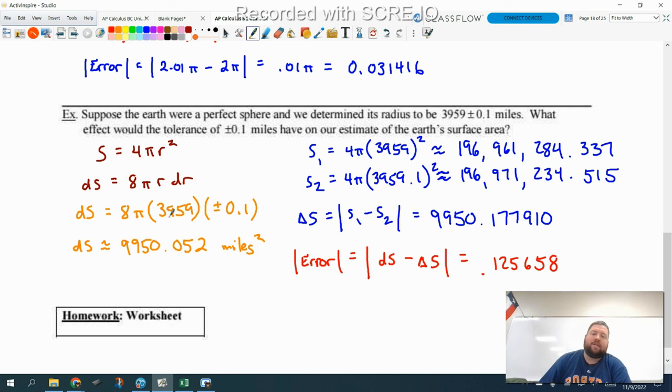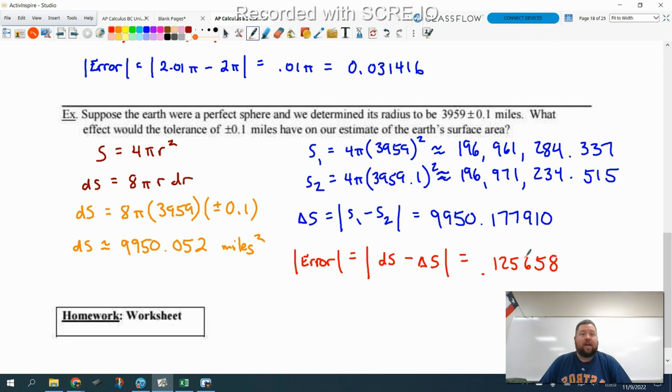And this one was so much easier to find. We still had to use our calculator, but for the true change we had to plug this in and get that huge number, and this in and get that huge number, subtract those huge numbers before we got to our approximation. And this one we pretty much got right to the answer right away, and it was only off by 0.125. So differentials are pretty powerful for approximations.